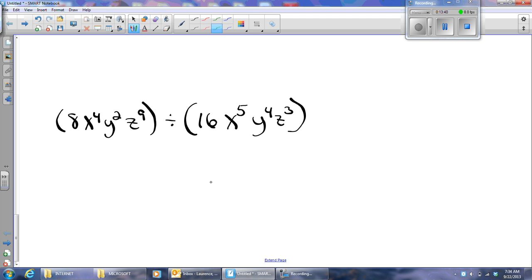My solution will be a 2 in the denominator, an x to the first in the numerator, a y squared in the denominator, and a z to the sixth in the numerator. And there we go.